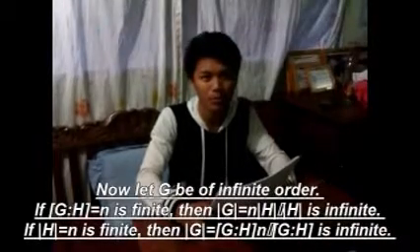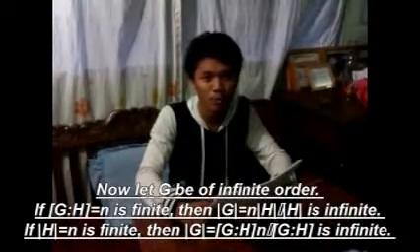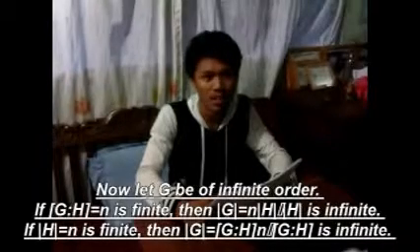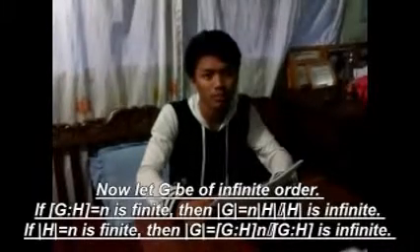Now let G be of infinite order. If [G:H] is equal to n, finite, then |G| is equal to n multiplied by |H|, which implies |H| is infinite. If |H| is equal to n, finite, then |G| is equal to [G:H] times |H|, which implies [G:H] is infinite. This follows directly from the orbit-stabilizer theorem applied to the group action on the coset space.